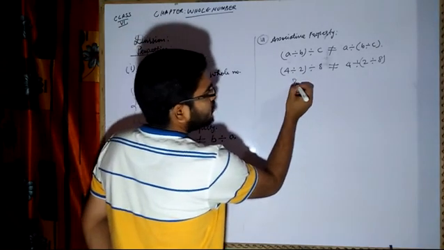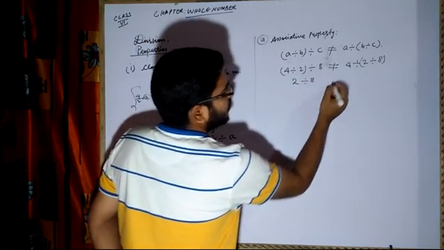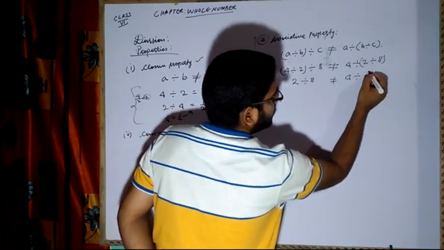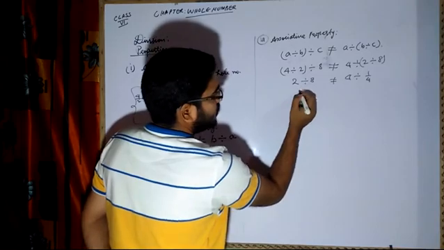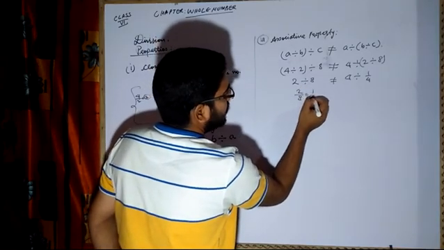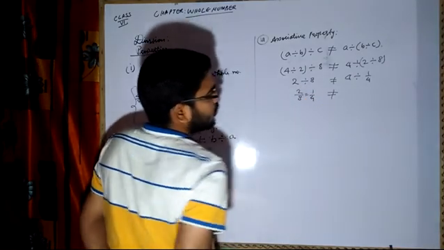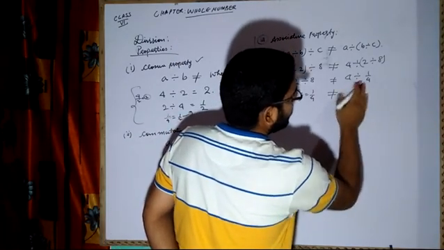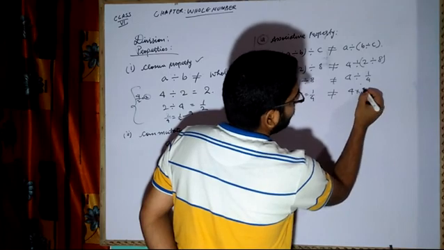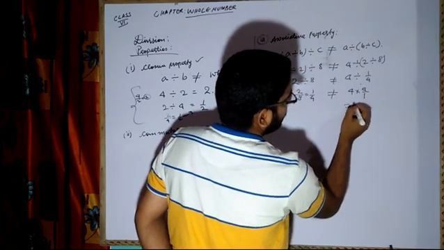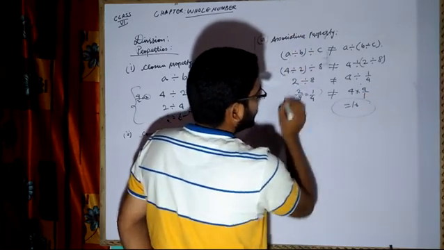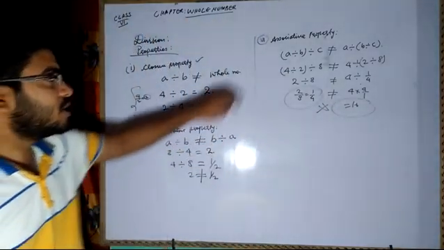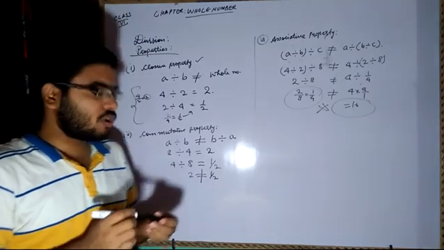4 divided by 2 is 2, divided by 8. Now this will be equal to 2 by 8, that means 1 by 4. This will not be equal to 4 divided by 2 by 8, that is 4 into 4 by 1, which is equal to 16. So left hand side is not equal to right hand side. So associative property also does not hold.